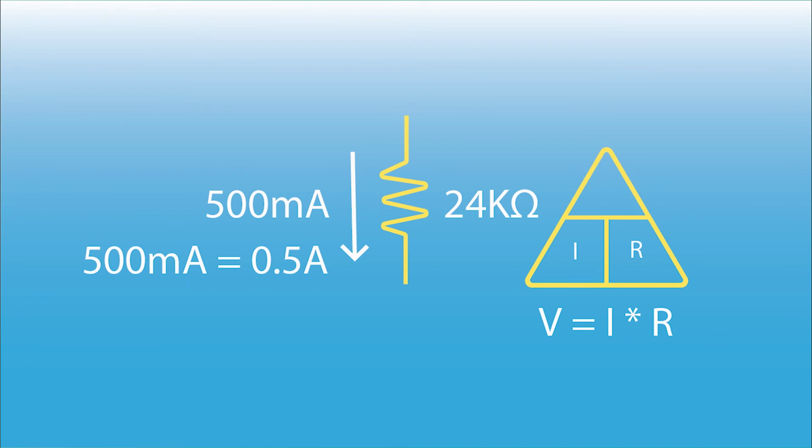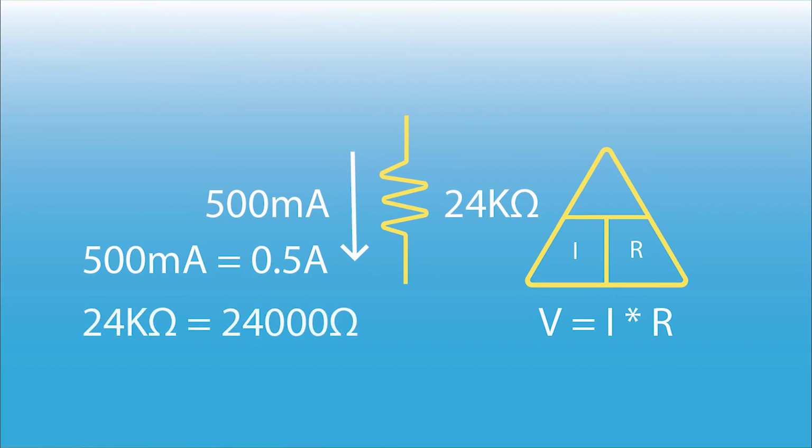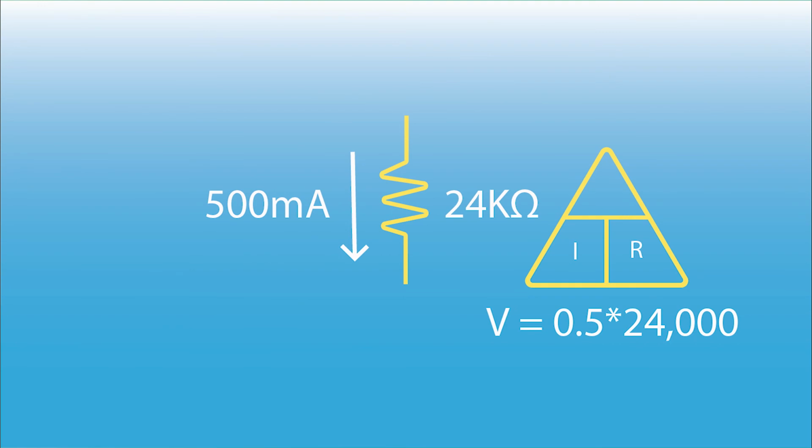The same goes for the resistor. The capital K stands for the metric prefix kilo, which means thousands. To convert kiloohms to ohms, all you need to do is move the decimal place 3 places to the right. This means that 24 kiloohms is equal to 24,000 ohms. Now that we have everything in the correct units, let's plug them in and solve for the voltage. We have the voltage is equal to 0.5 amps times 24,000 ohms. This simplifies to be 12,000 volts.